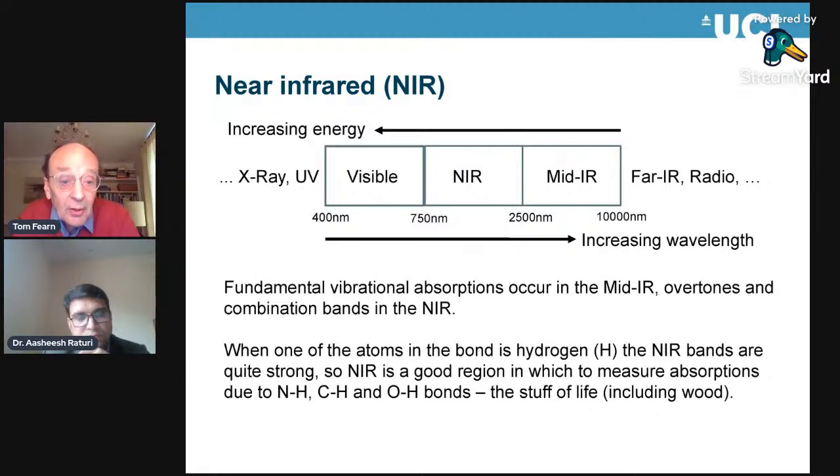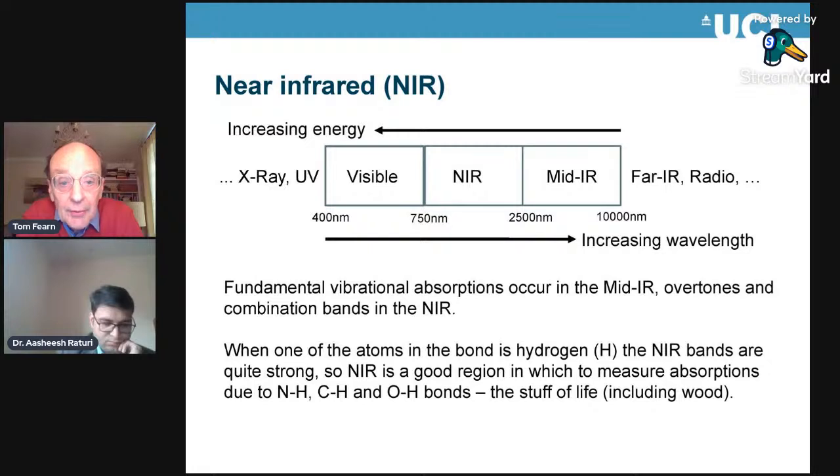But they're in hydrocarbons, they're in proteins, they're in starches, they're in sugars. And so if you want to look at biological materials, foodstuffs, agricultural products, human bodies, lots of other things that have got lots of organic molecules in, NIR is a good region to look.